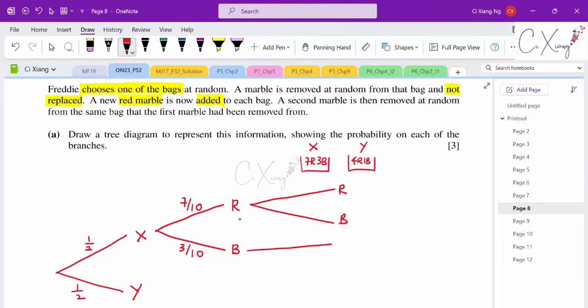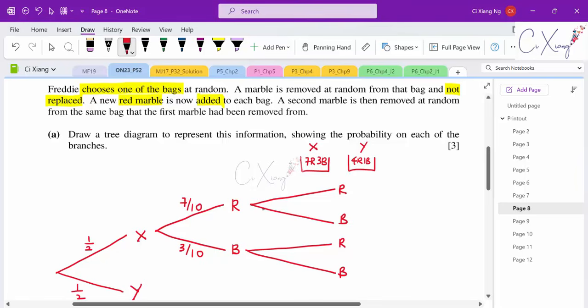You are having the second result for the second marble. The result for the second marble. Okay, so let's have a look at the first possibility first. We select the bag X. Let's say the first marble that we select is red color.